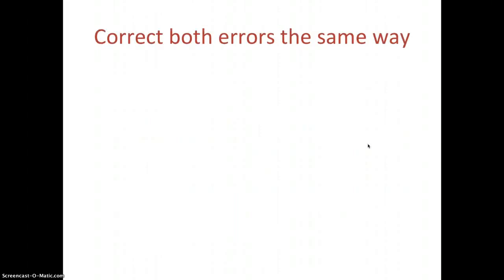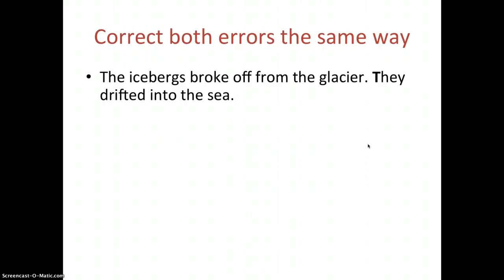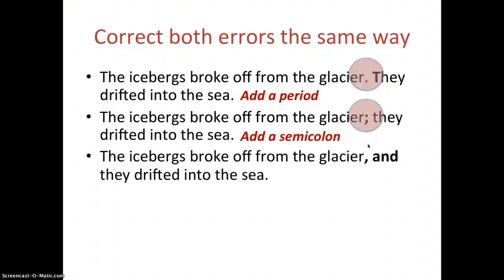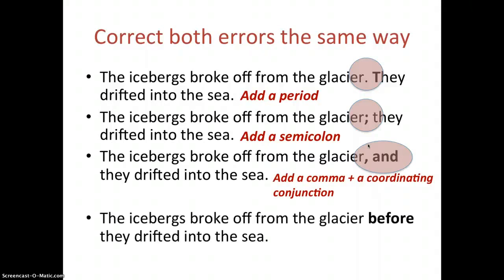Well, these errors are corrected kind of the same way. The icebergs broke off from the glacier, period. They drifted into the sea. So you can just add a period after the first independent clause. Another option is to add a semicolon. Then the third option, you could add a coordinating conjunction. Those are the words you learn in level 2, the FANBOYS, right? So that's when you add a comma and then a coordinating conjunction. Another option is to add a subordinating conjunction, which we just learned about. Then you can add a dependent clause: the icebergs broke off from the glacier before they drifted into the sea.